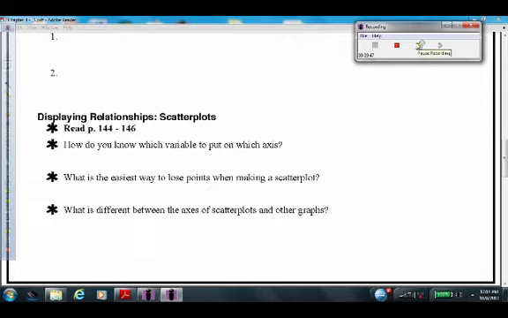So what's the difference between the axes of scatter plots and other graphs? Scatter plots have two quantitative variables that they're checking the relationship of. One axis represents one variable, the other axis represents another variable. Other graphs are just for single variables. They're not comparing two variables.